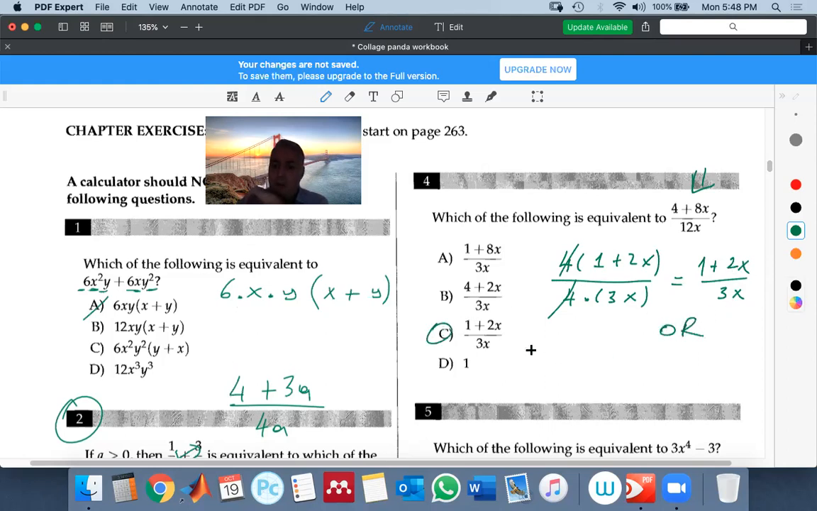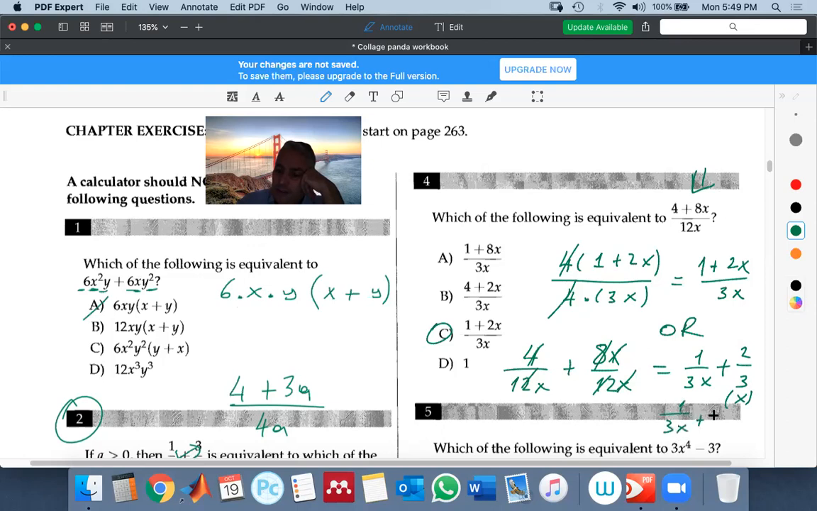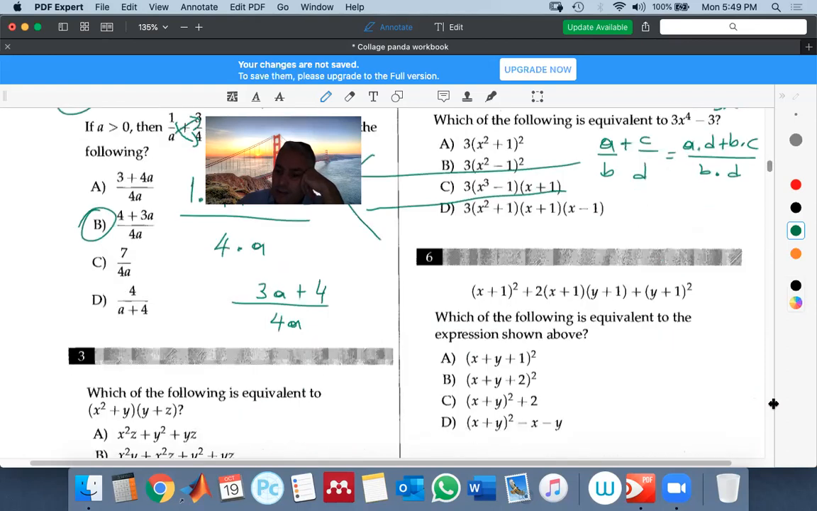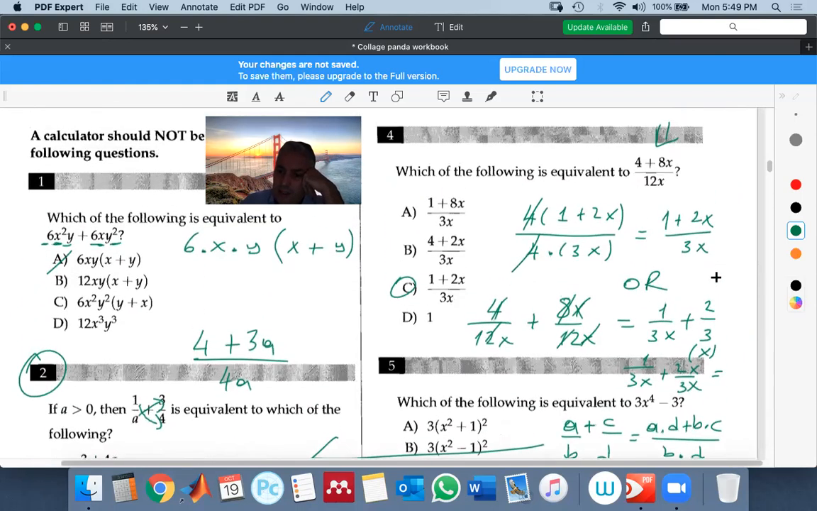Or how can we solve? 4 over 12x plus 8x over 12x. So, and then x common parenthesis. So it will be, when we equalize, 1 plus 2x over 3x. But this is very long. This is very long. No need. Factorization is better.